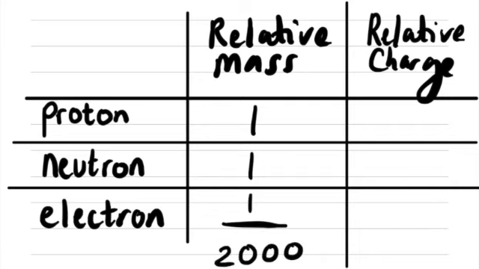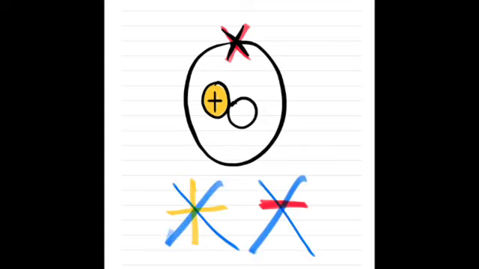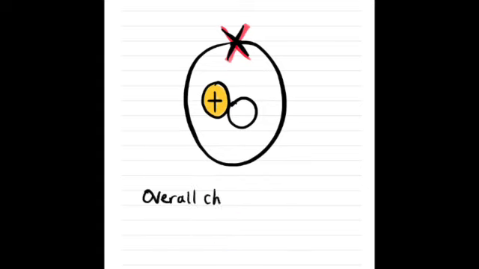Let's recall the charges of protons, neutrons, and electrons now. A proton has a charge of +1, a neutron 0, no charge, and an electron is -1. Now if we have a look at an atom, it has an equal number of positive and negative charges. And so these charges actually cancel out. So we end up with an overall charge of 0 for that atom.